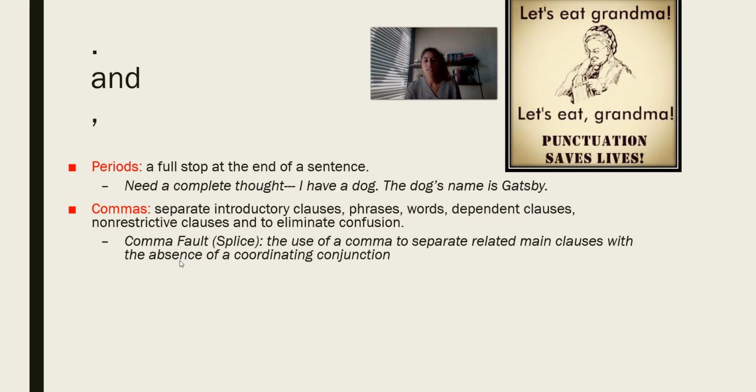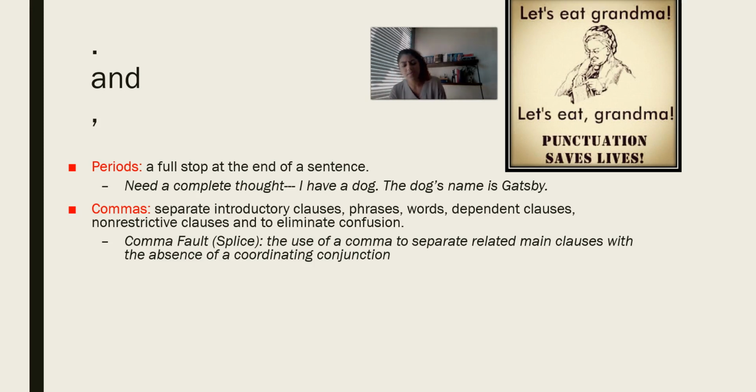A common thing we call a comma fault, sometimes called a splice. Thankfully there's a little difference, but you can just group them together. You get that error when a comma is separating main clauses, but they don't have what we call a coordinating conjunction. So that's going to be your and, for, nor, or, but, yet, so. You're just rolling on through with two independent clauses smushed together.